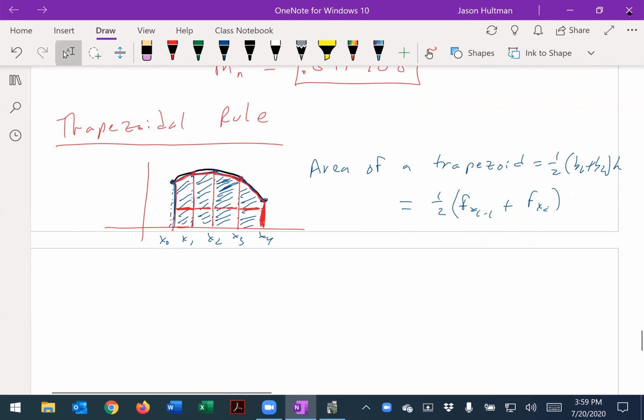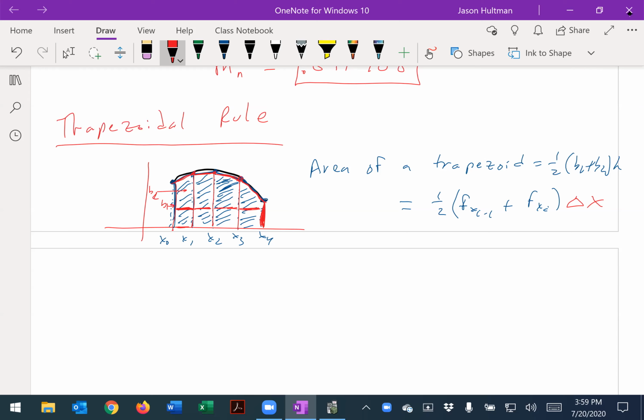Okay, and so this is going to be delta x, the height there. We're going to take base 1, so think of this as base 1, and this guy as base 2. Base 1, base 2, and that's going to be the height of my function on my two bases.